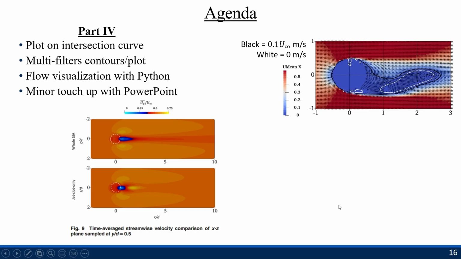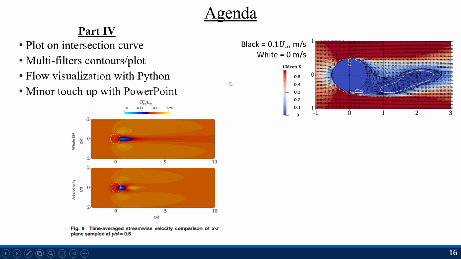We're looking at mainly a few things. So plot on intersection curve is a filter in ParaView. It's a little niche, but if we want to calculate things like pressure coefficient, that's going to be very handy. I'll walk through a pipeline of how to generate a contour vector plot that looks like this on the right.